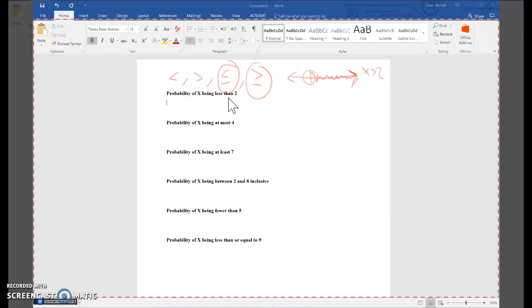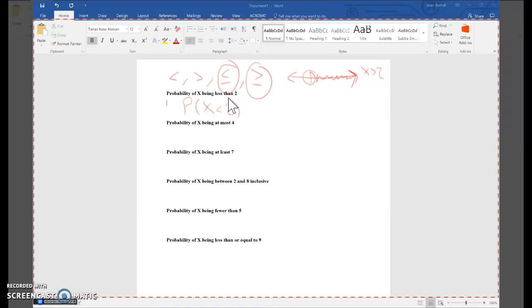So probability of x being less than 2. Okay, so the way that we're going to write this, we're going to first write probability of x, right? And what do we want? Are we including the 2 or not? No, because it's saying less than. So probability of x being less than 2. Perfect. That's what we have.